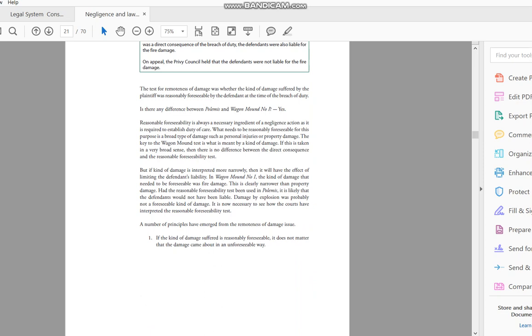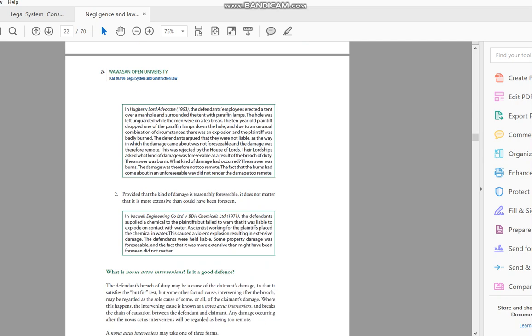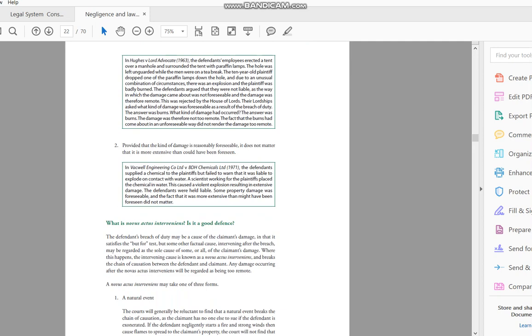the factual causation is broken, you see. So you have set the event, and even the way that it comes about, to the claimant's house, is still considered reasonable in that sense. And provided the kind of damage is foreseeable, it does not matter that it's extensive, that the extent of it is more extensive than foreseen, you see.